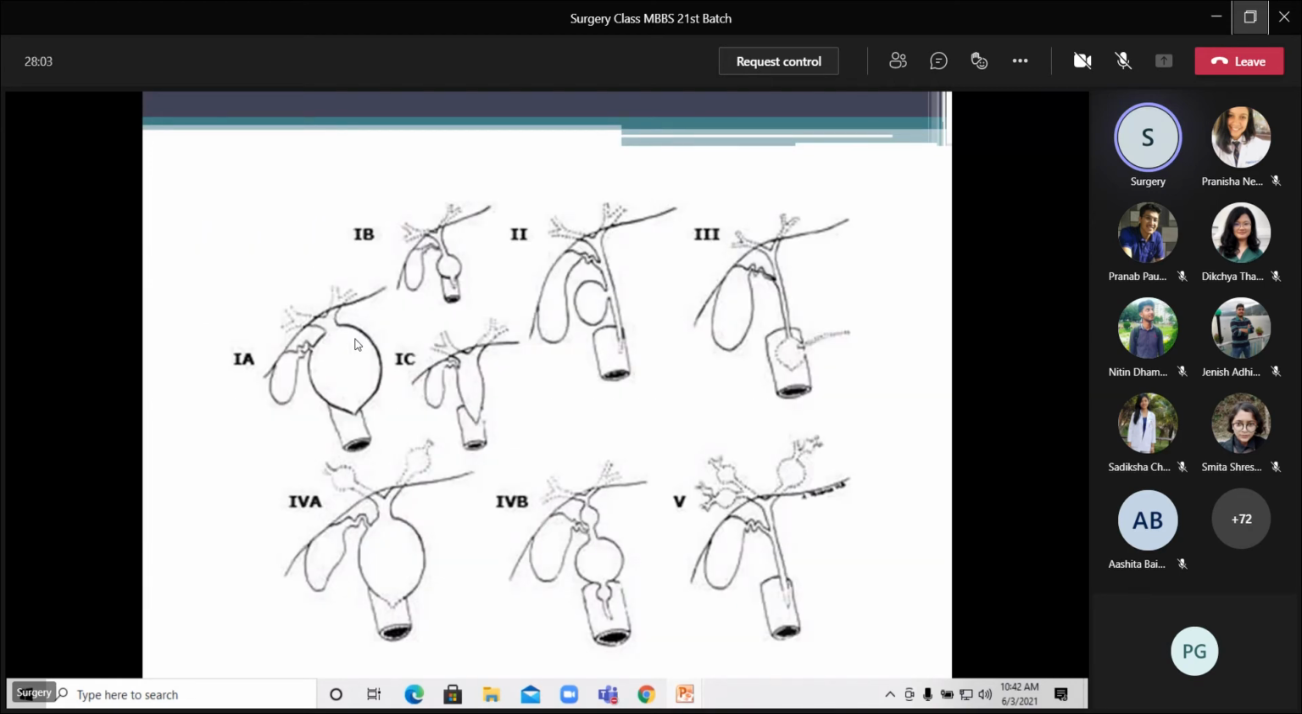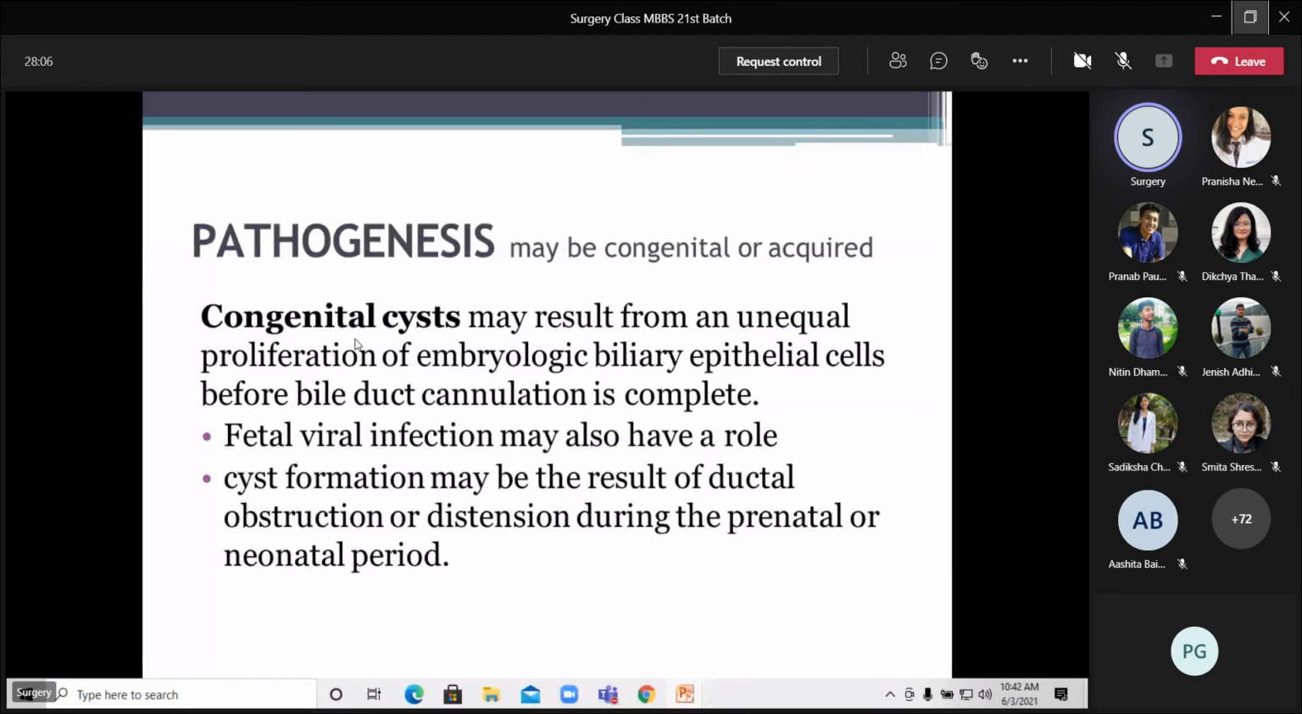Okay, as I have already told you, pathogenesis: the cyst can be a congenital cyst. Fetal viral infection may have a role. Cyst formation may be the result of ductal obstruction or distension during the prenatal or the neonatal period. So it is congenital, where the proliferation of embryologic biliary epithelial cells is unequal before the bile duct cannulation is complete. So it's an epithelial cell problem, which can give rise to the choledochal cyst.